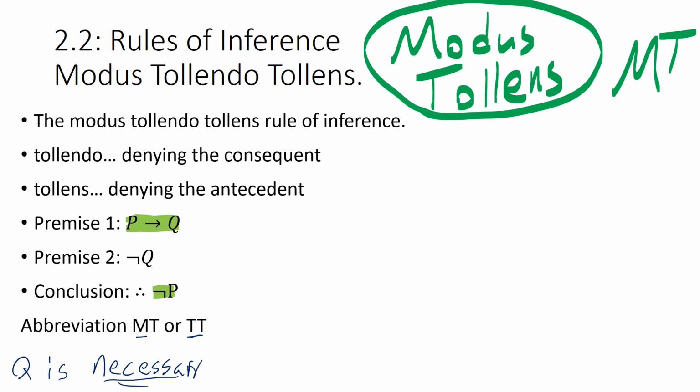for the antecedent. In other words, for P. Q is necessary for P. So this means that given premise 2, that Q is not the case, it must mean that P is not the case. So that conclusion is valid. It's based on this understanding that Q is necessary for P.